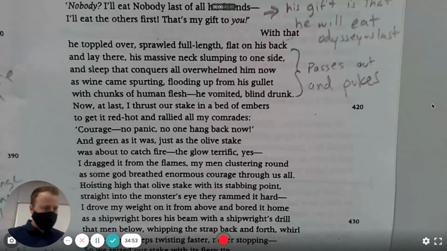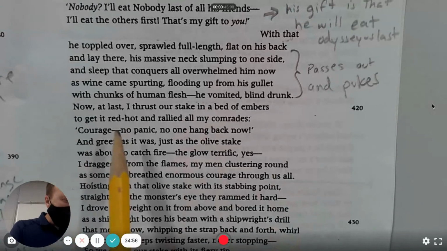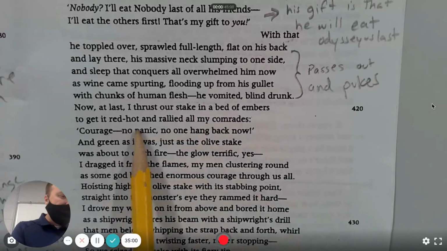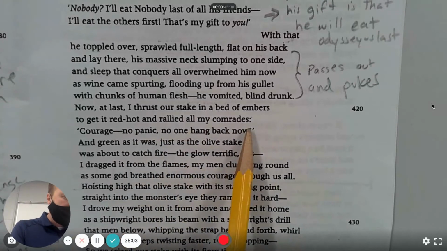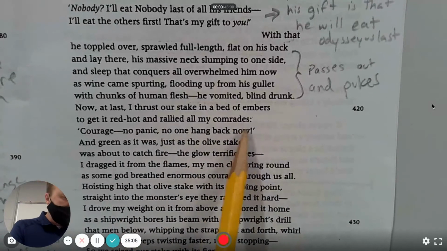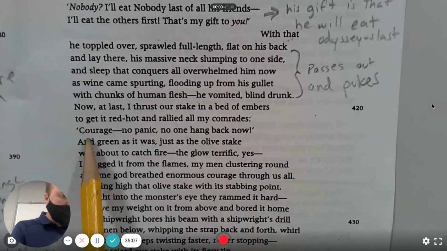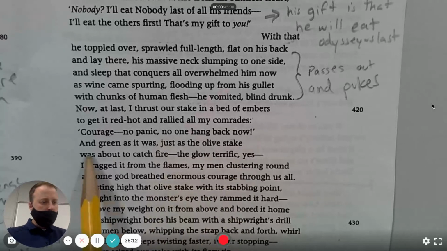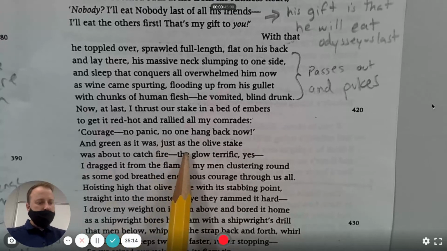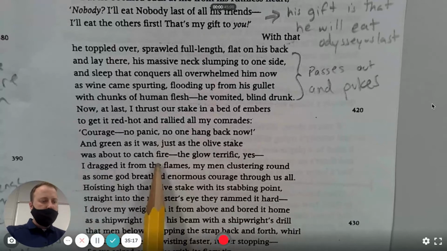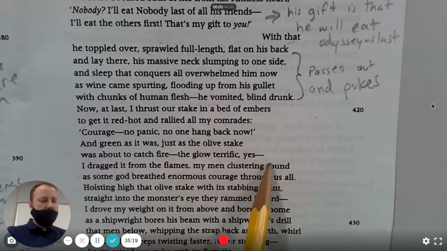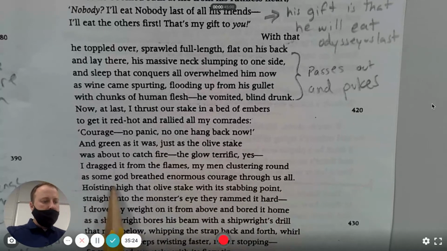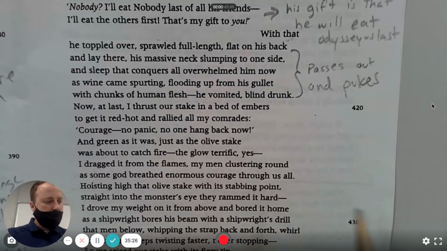This is pretty gruesome. "Now at last I thrust our stake in the bed of embers to get it red hot and rallied all my comrades." So they get the stake really hot, that giant spear that they had built. "Courage, no panic, no one hang back now. In green it was, just as the olive stake was about to catch fire, the glow terrific. Yes, I dragged it from the flames, my men clustering round as some god breathed enormous courage through us all."